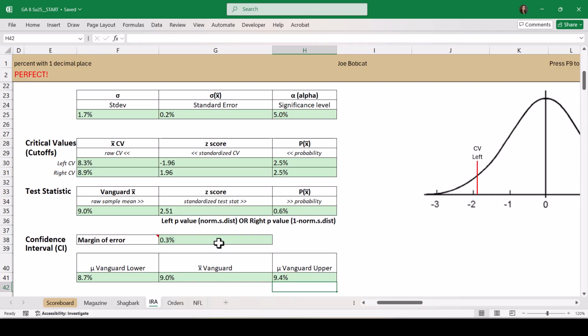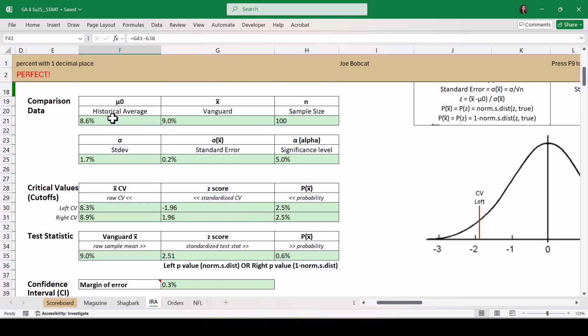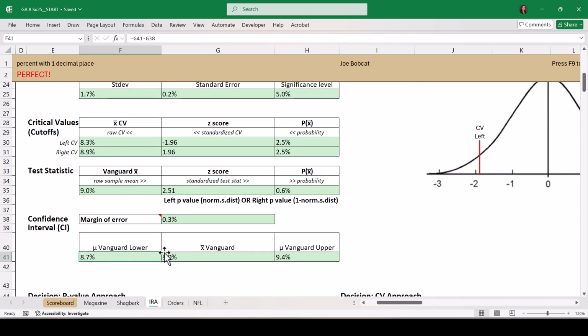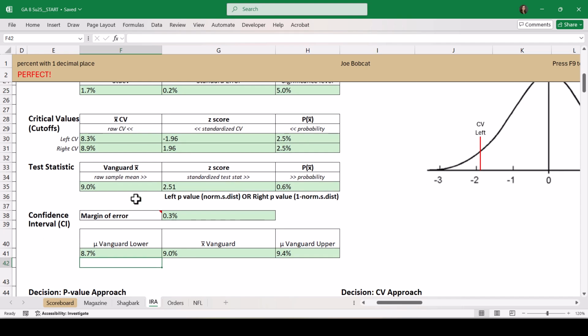So we are 95% confident that Vanguard's population mean is between 8.7% and 9.4%. And you can see that our range does not include 8.6%, the historical average. And that's why we concluded that it's greater than. So our estimation does not include the population mean for the historical average. All right, so that is it for the IRA tab.